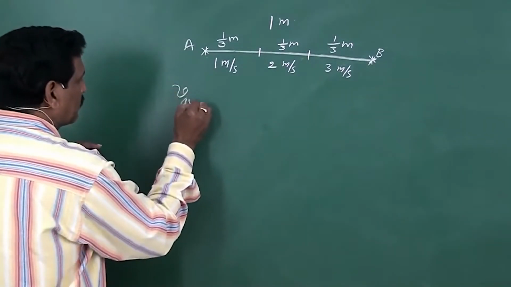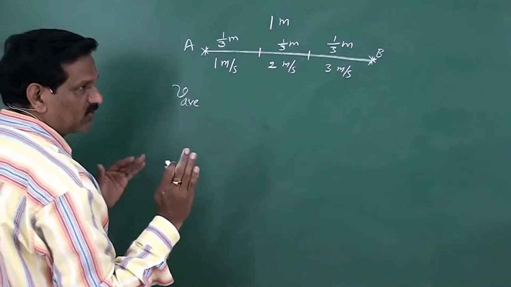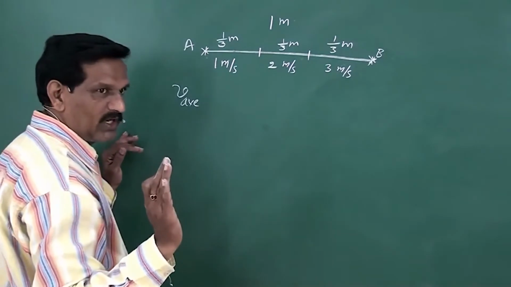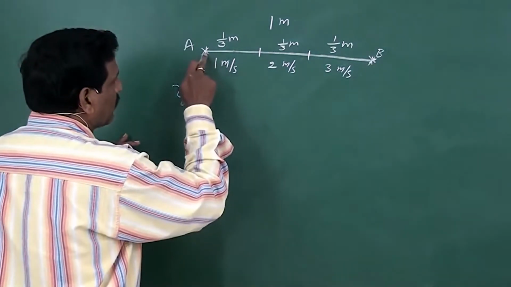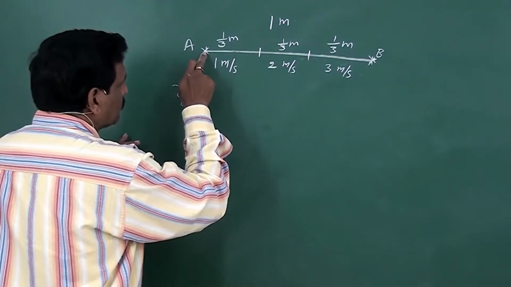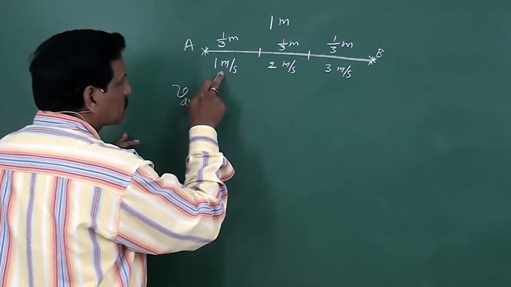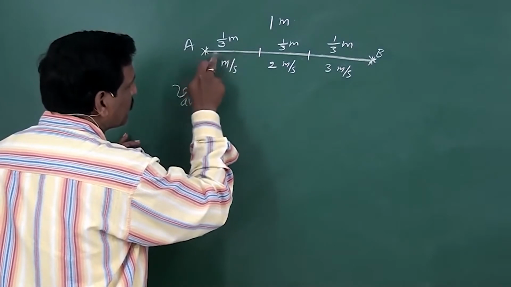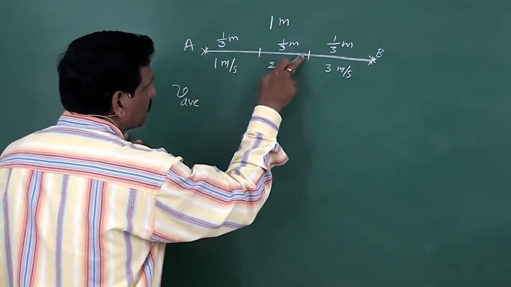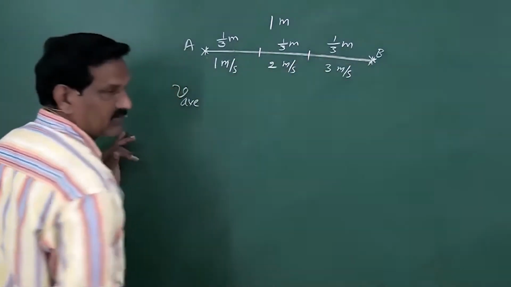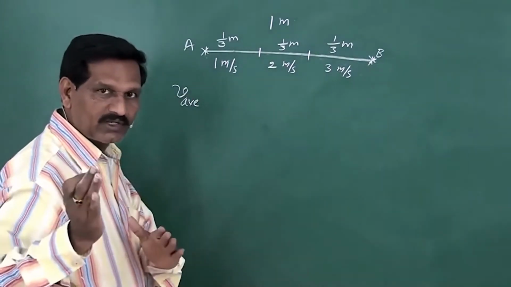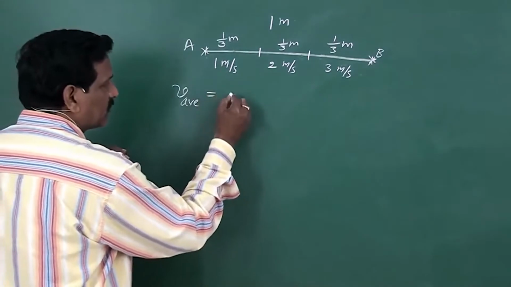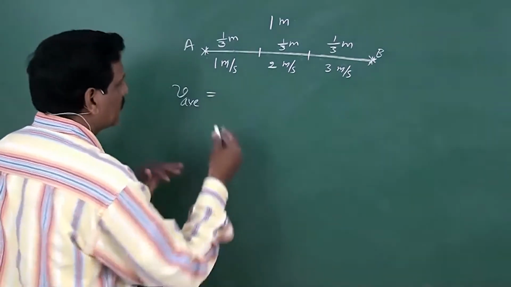Again, to find the average speed, what do we do? We calculate times in different cases. So here the body moves from this point to this point with this speed. So we have to calculate time taken for this journey, time taken for this journey, time taken for this journey. Then you get total time taken. When you get total time taken, average speed is equal to total distance by total time.